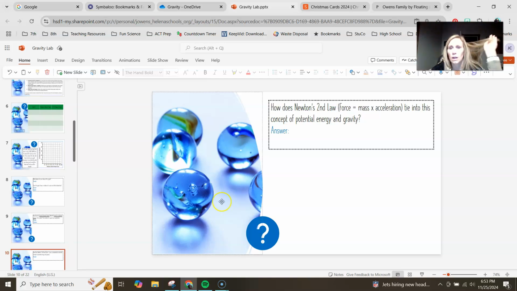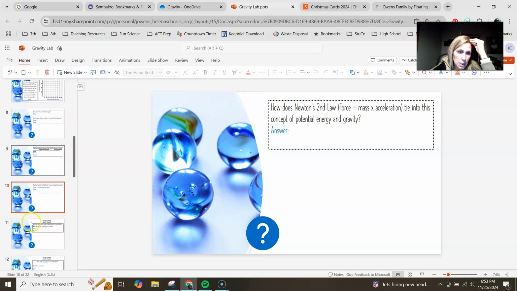Finally, how does Newton's second law, force equals mass times acceleration, tie into this concept of potential energy and gravity? So think about obviously what you are measuring is the number of tissue papers ripped, and that obviously takes force. A force that is exerted through a transfer of energy from potential to kinetic energy. So how does force kind of tie into that?